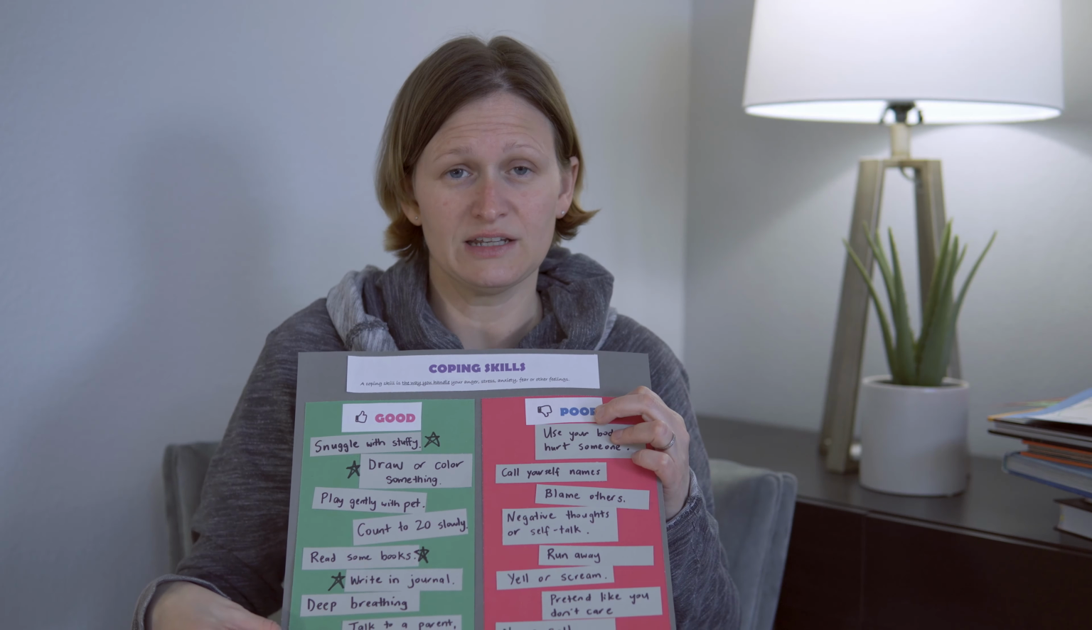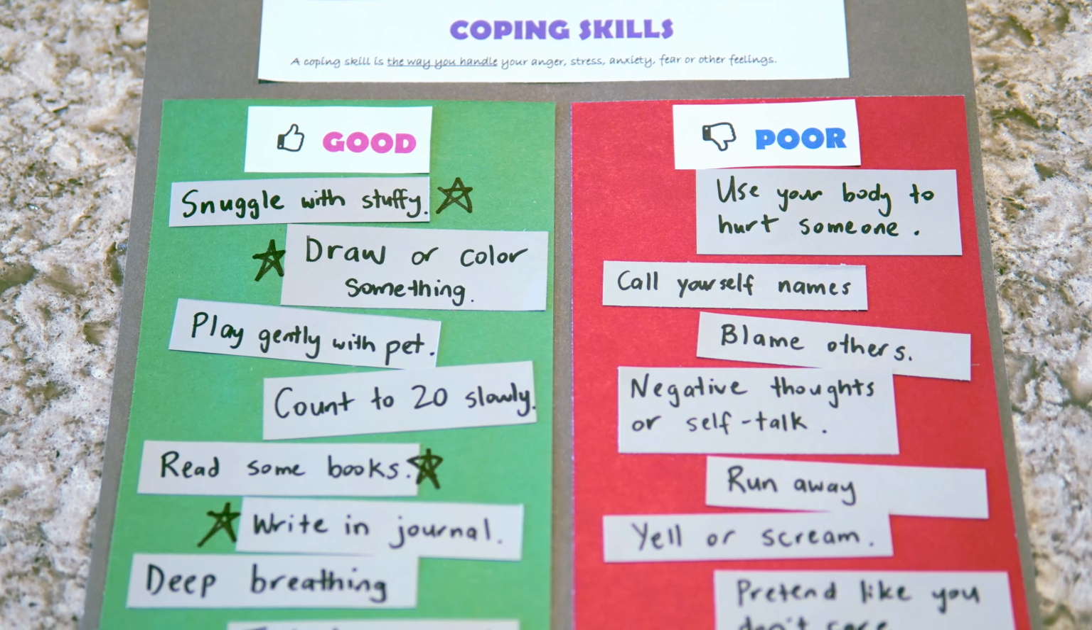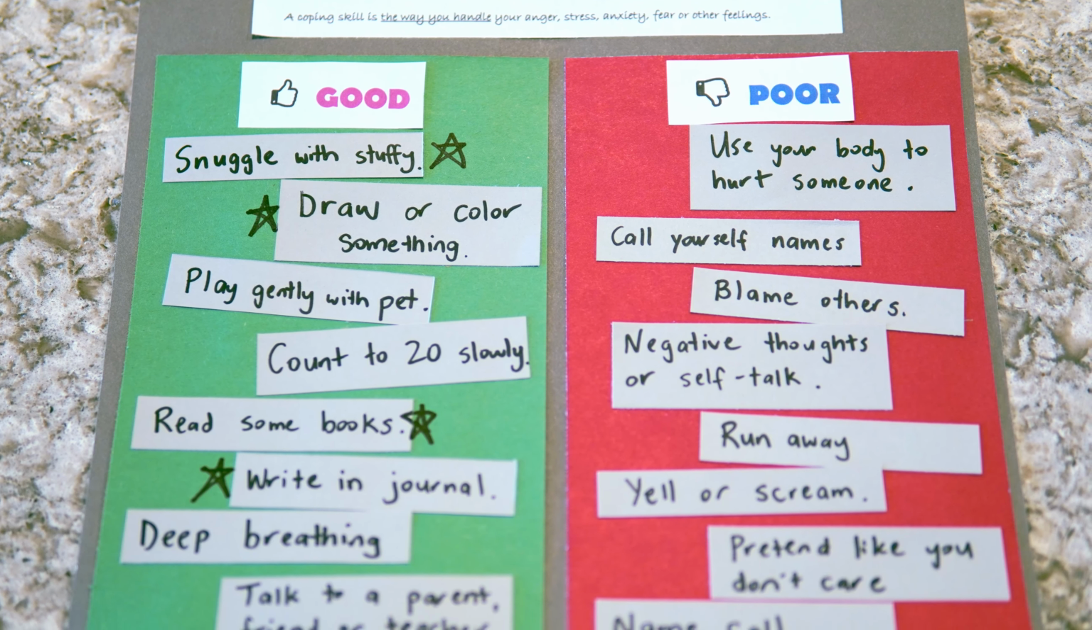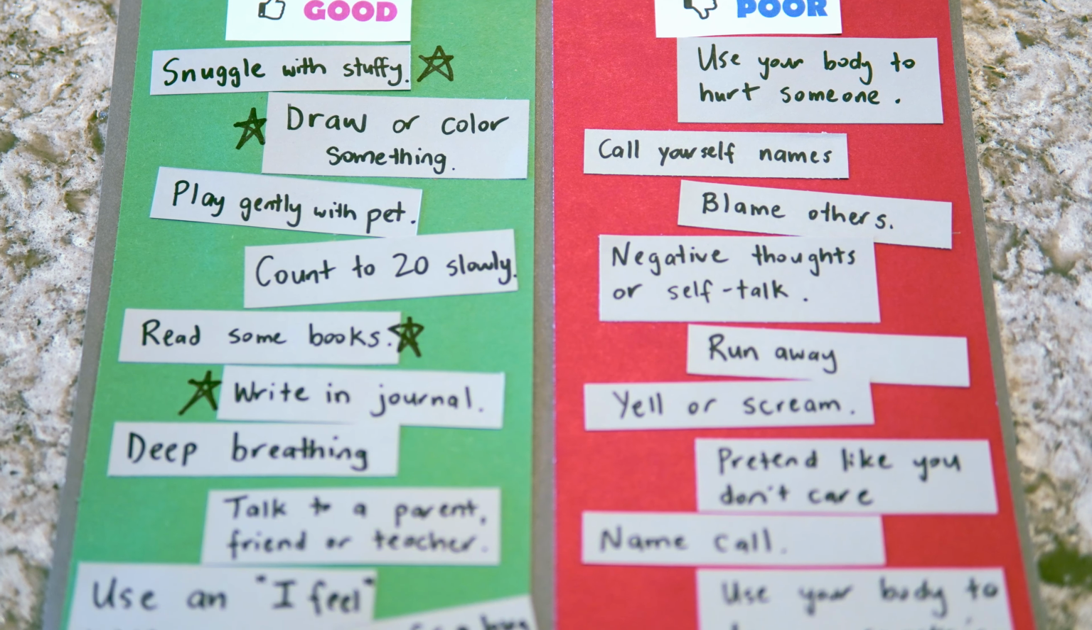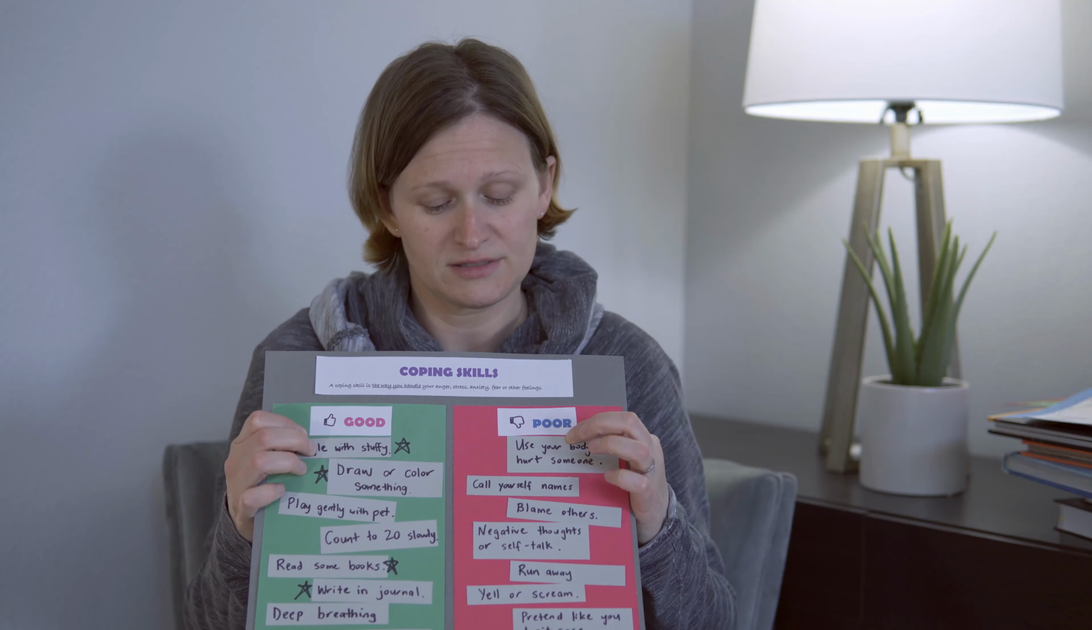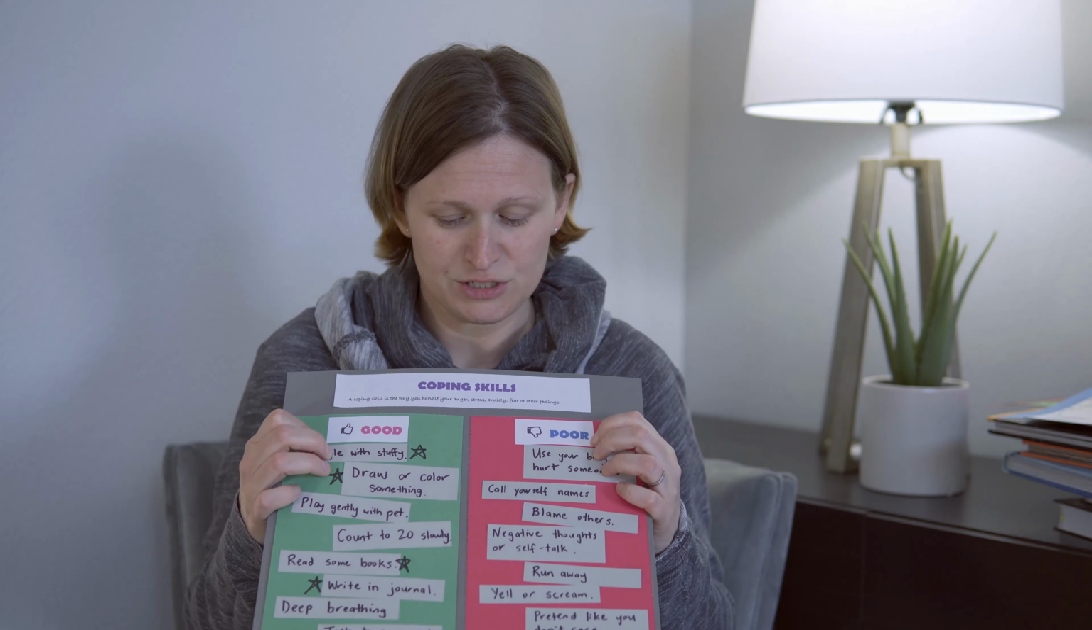And each of these pieces of paper I created myself. You can leave a couple blank ones if your child is able to write down some ideas for coping skills themselves. But I wrote these ones, and I asked her to put them on the side if she thinks it's a good coping skill or a poor coping skill. And she went ahead and did that. And I also asked her at the beginning to put a star or a mark next to the coping skills that she likes to use herself or would like to use herself.